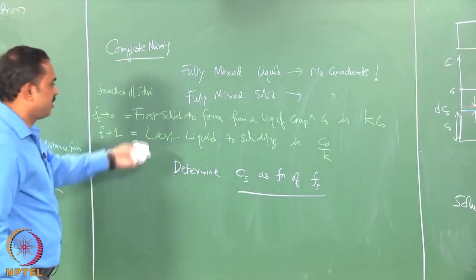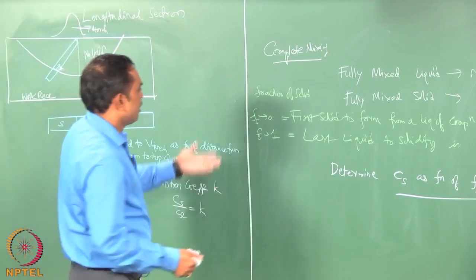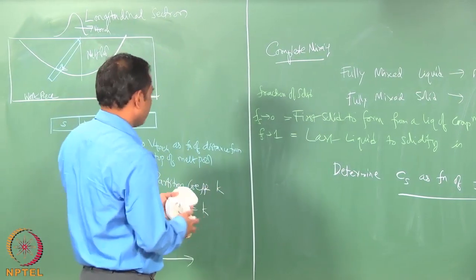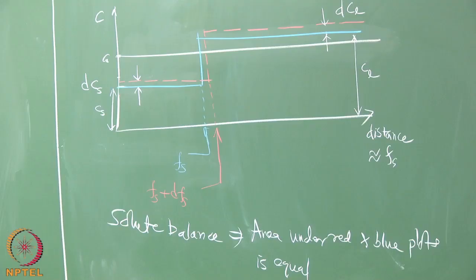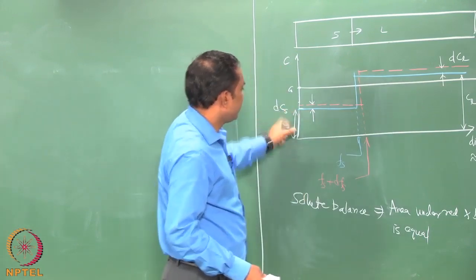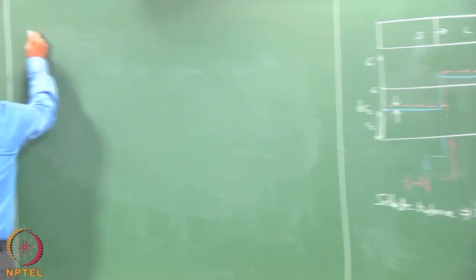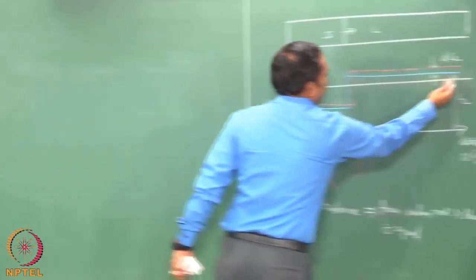So let us then write expressions that would make that conservation possible, and then we would write that expression here so that we can make the derivation. Okay, let me erase this part and then show you how that expression looks like. So the area under the blue curve can be written as two rectangles. This rectangle would then be CS into FS, so it would be CS FS plus the rest of it is basically CL into 1 minus FS.